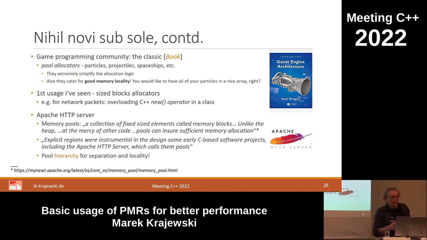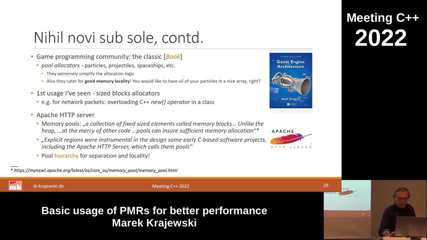But also, this isn't anything new. We used it in game programming for pool allocators for particles, projectiles, spaceships. The first usage I ever saw of that was in network programming for network packets: pre-allocated blocks of equal size for the packets. And the Apache HTTP server used memory pools in the 80s. They even had a memory pool hierarchy for separation of operations and for locality. And it's all very old techniques.